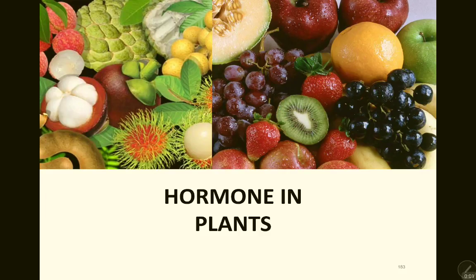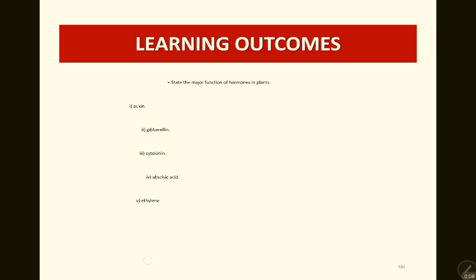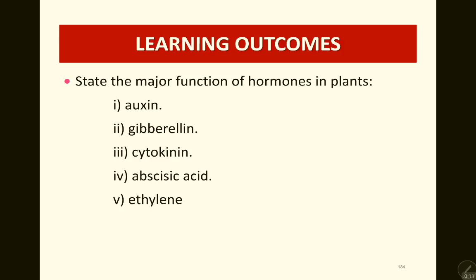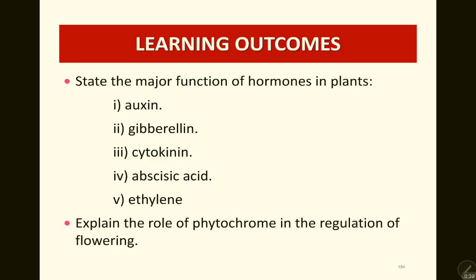Hormones in the plants. Okay, so not only mammals have hormones, plants also have hormones. So what type of hormone can be found in the plant? These 5 major types of hormone you should know: auxin, gibberellin, cytokinin, abscisic acid, and ethylene. Okay, so first familiarize yourself with the spelling. Second part, we are going to learn about the role of phytochrome in the regulation of flowering.